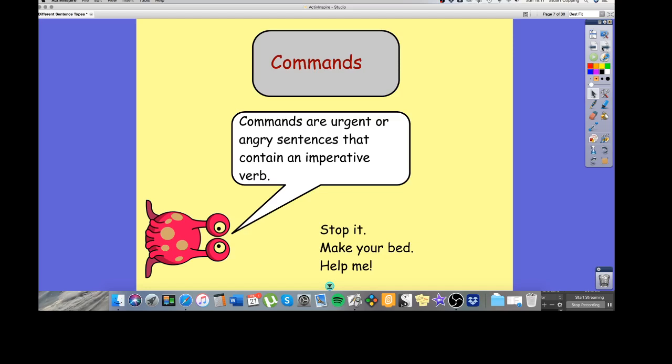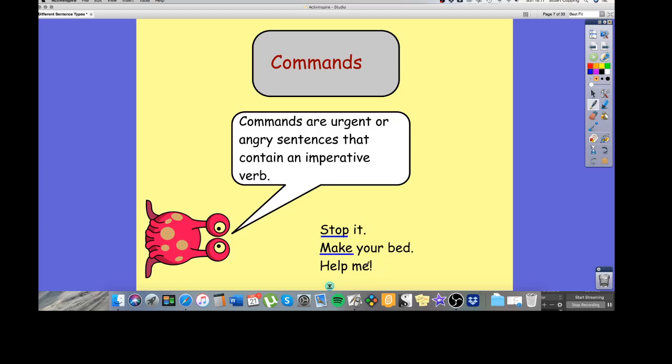Okay, so an imperative verb is a bossy verb which you use when you give an instruction. So here I've got 3 different types: stop it, make your bed, help me. The first 2 are just simple commands. Urgent: stop it, make your bed. Stop is my imperative verb, make is my imperative verb.